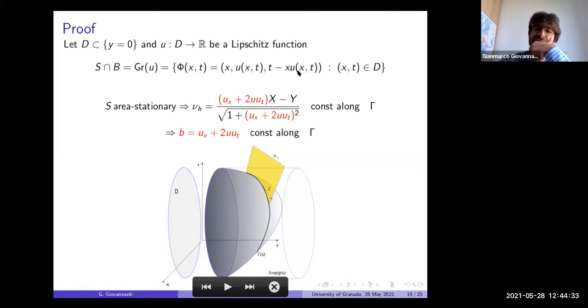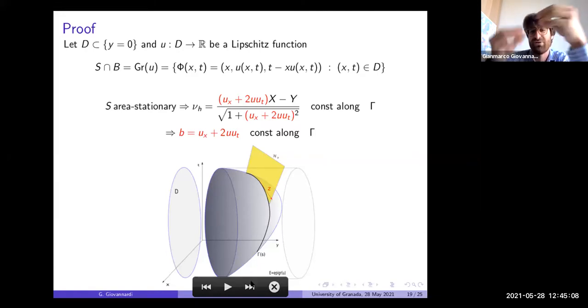And if we assume that S is stationary, then the unit normal nu h is given by a vector field that depends only on the function ux plus 2 times u ut, the partial derivative that is constant along gamma. So this function, which I will call b, is constant along gamma, where gamma is the characteristic curve.